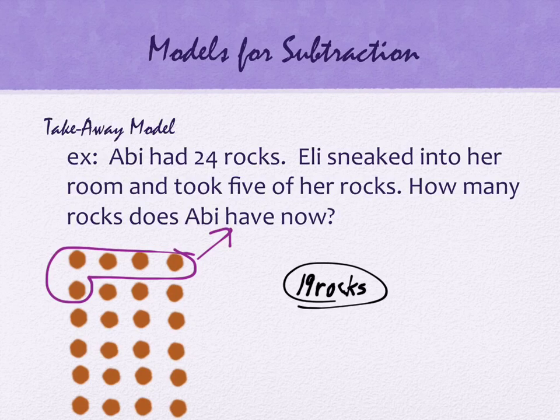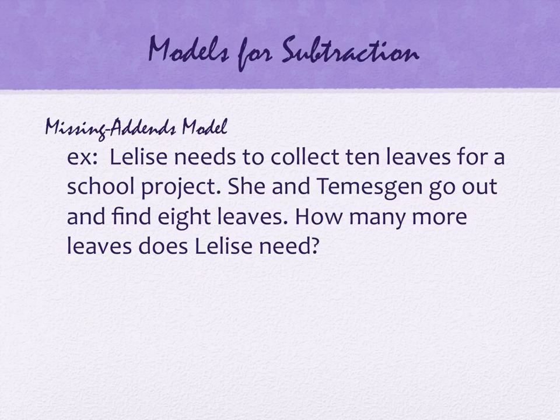Now, that's different than the next example. The next example is called missing addends. Lilise needs to collect 10 leaves for a school project. She and Temeskin go out and find 8 leaves. How many more does Lilise need? She doesn't have them yet, right? In the last example, actually, Abby had 24 rocks. She's missing something to get to the value she needs. That's different. You probably don't even feel like it's different because you've seen these kinds of questions so long.